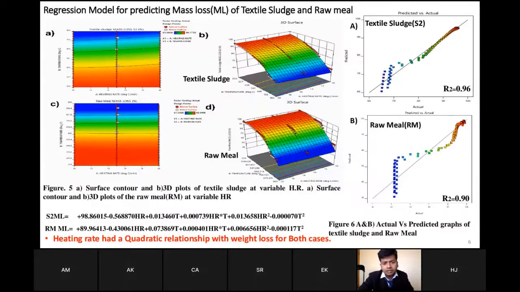So using this experimental data, we developed a multi-factor regression model using response surface methodology, and the prediction accuracy of the regression equation presented below in the slide was in the range of 0.96 and 0.90. Through this, we can develop some optimization tool and find out what is the actual required energy and heating rate required for the actual conversion of the product.